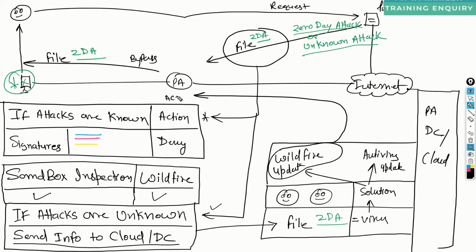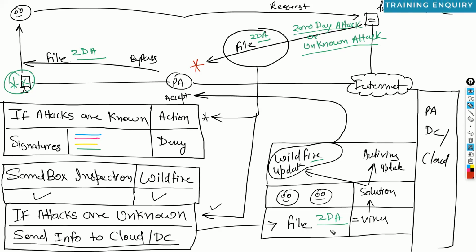The firewall will accept it and add that WildFire update to its own database. Now, the attack which was unknown to the firewall is now known. When the attack is known, what will the firewall do? The firewall will block it. But the question is, there will be a time gap between the unknown attack and the known attack procedure.